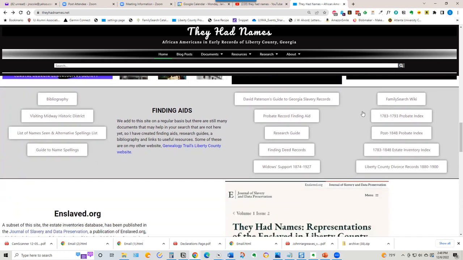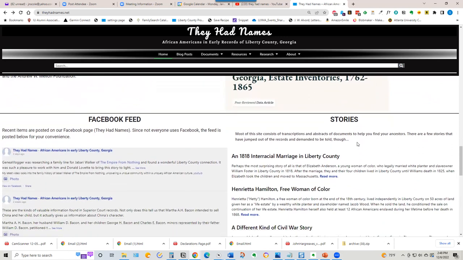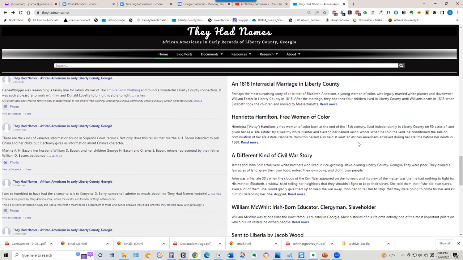Some finding aids. This one, David Patterson's Guide to Georgia Slavery Records, is really excellent. It really helped me in understanding what kinds of records I was looking for. There's a database called enslaved.org that's a consortium of several universities and the Mellon Foundation. And I gave them a spreadsheet with all the people who were mentioned in the estate inventories. And so that's been published there. And then there are some stories too that have come out of the records.